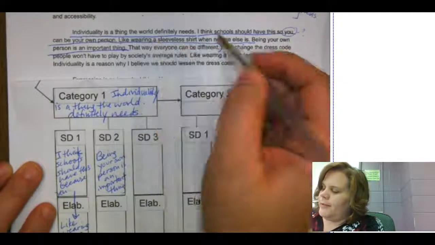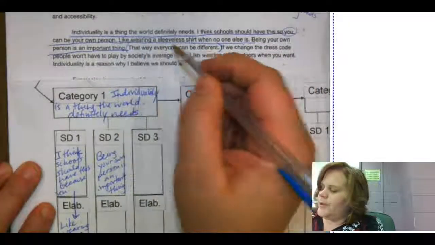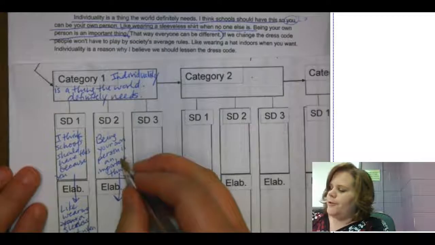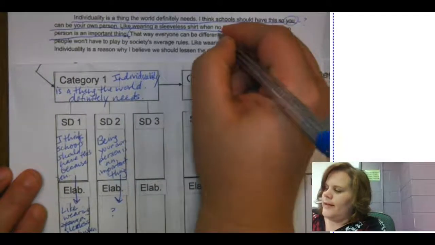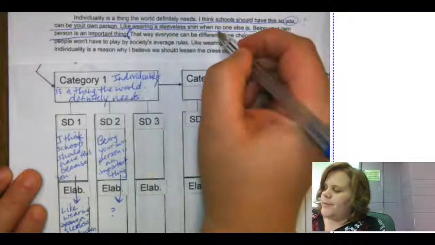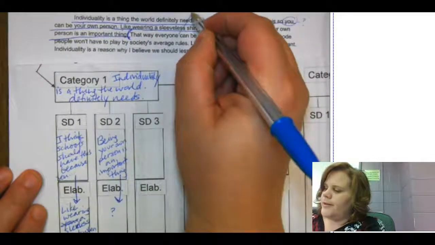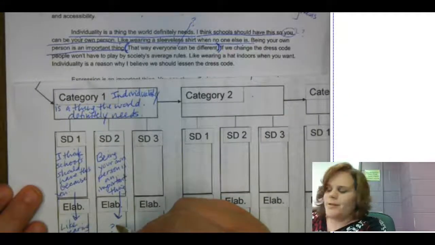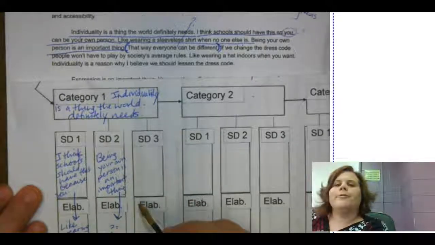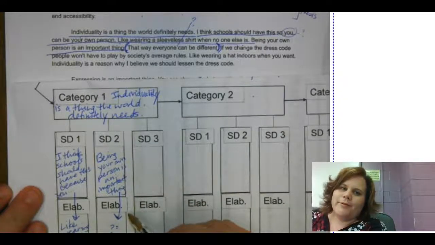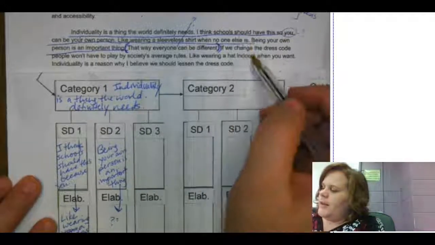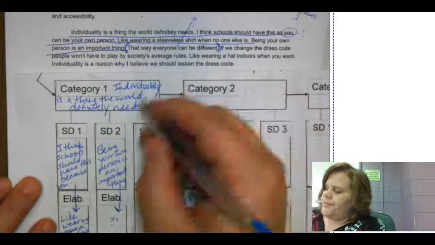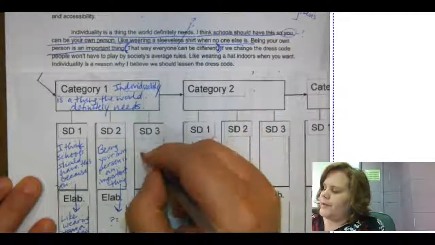That way everyone can be different. So here's the question. Does that give an example of being your own person? And not really. So I'm going to put parentheses right here and put a question mark because that doesn't actually tell me about being my own person. It just repeats it. So if something repeats, it's not elaboration, it's just repetitive. If we can change the dress code, people won't have to play by society's average rules.